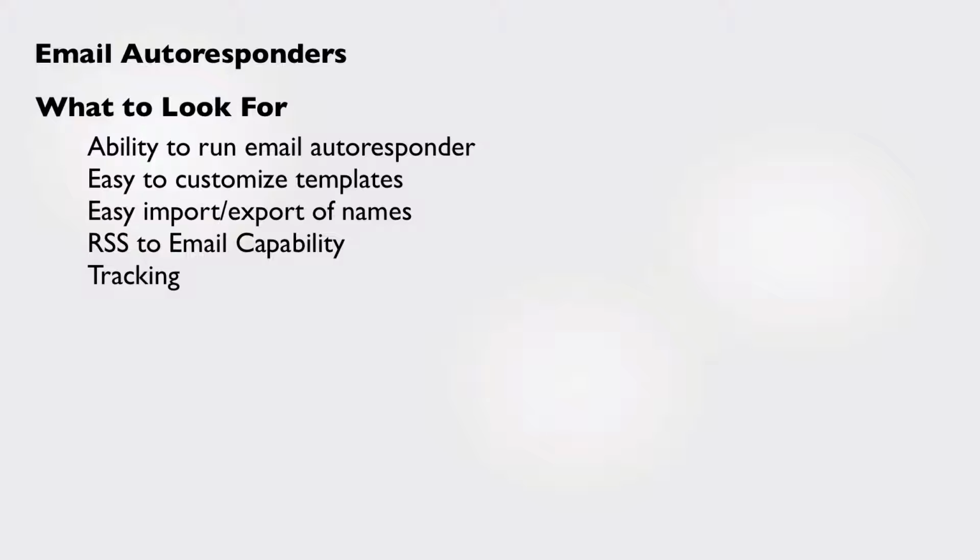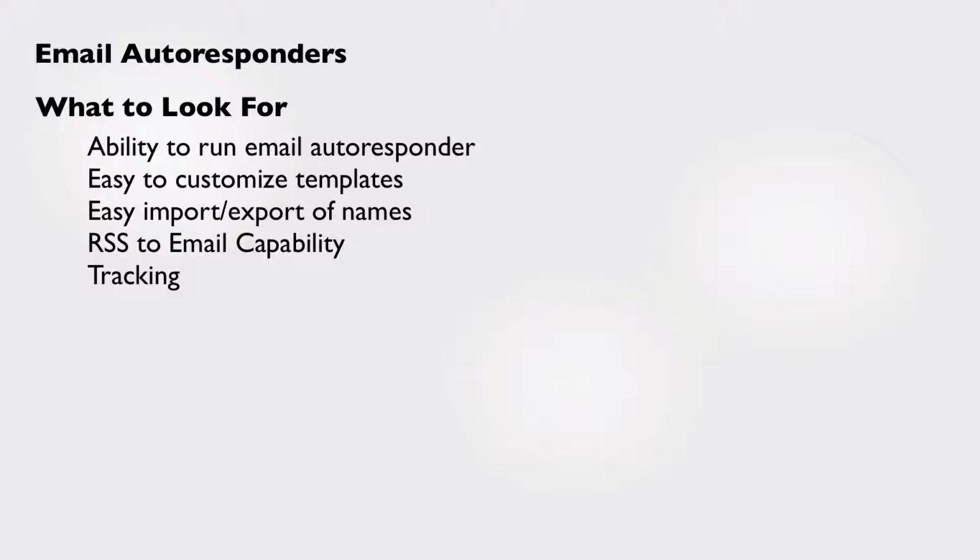So I guess the point there is pick an email service provider that you're going to stick with for a long amount of time, okay? Because that whole process of importing and exporting names can be a pain. You want to look for RSS to email capability. And what this means is that you're looking for the capability of having your email software watch your blog.